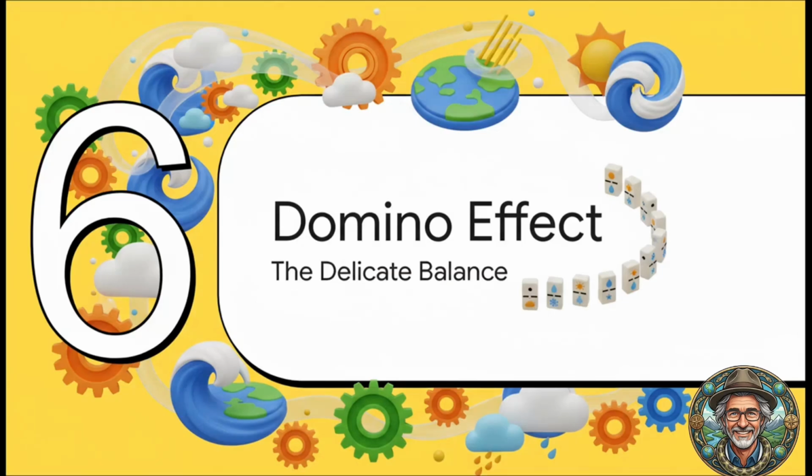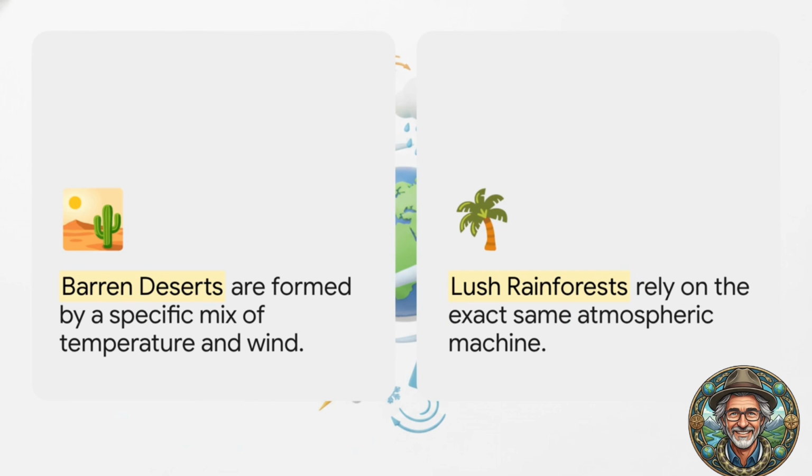And finally, Section 6, the atmospheric domino effect, the delicate balance. Let's bring all these moving cogs together. We've looked at the individual pieces of the puzzle. Now let's see the grand atmospheric interaction at play. When you look at the stark contrast between miles of bone-dry, barren deserts and vibrant, dense, lush rainforests, you are actually looking at the exact same atmospheric machine at work. The only difference? The specific, deeply intertwined combination of the elements we just discussed.